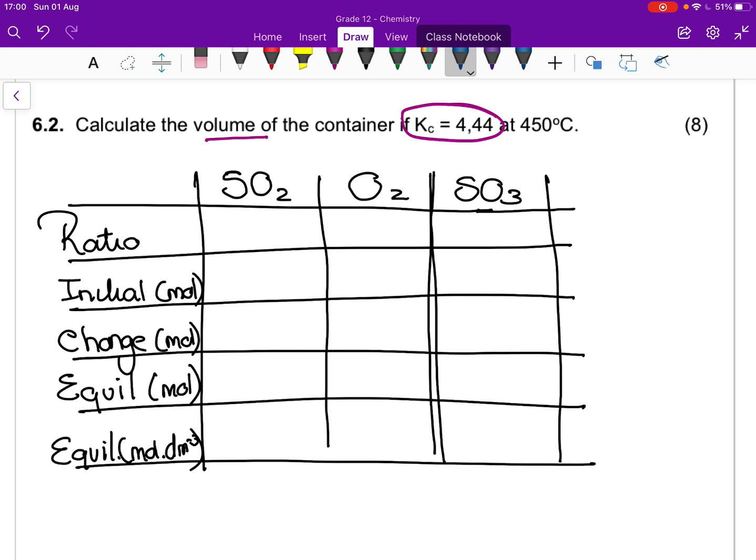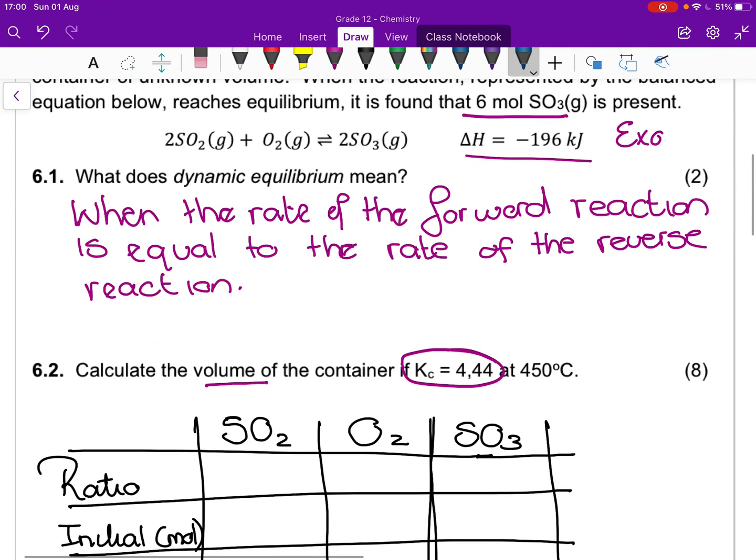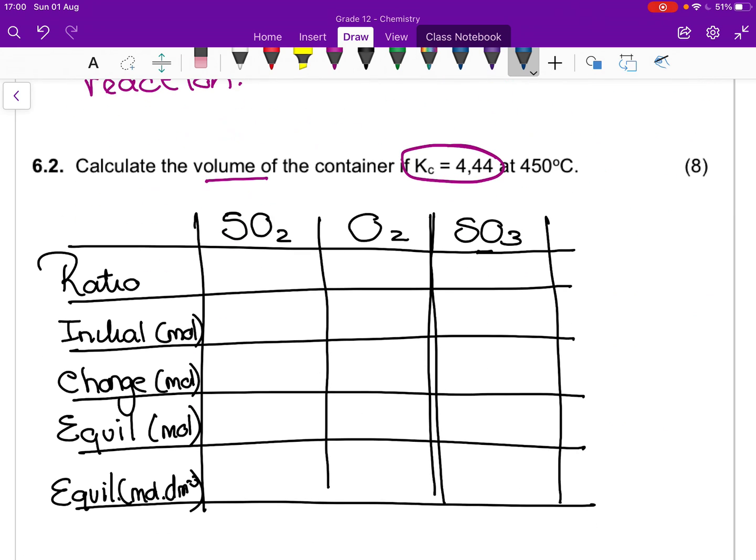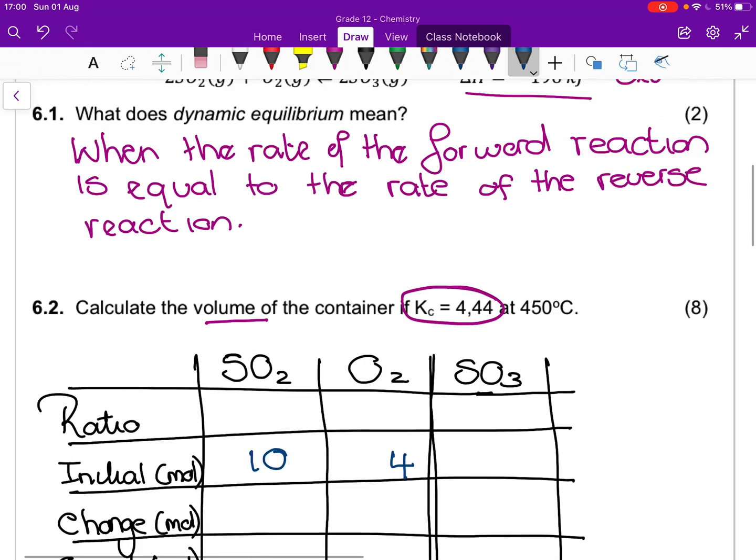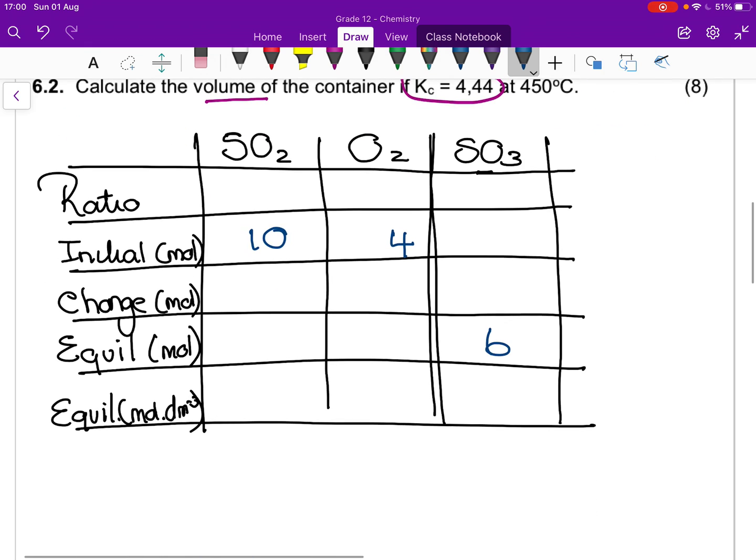Now I'm going to write in everything I know. They said I had 10 moles, and we had 4 moles, and then at equilibrium we have 6 moles. We put in our ratio, so that's 2 to 1 to 2, and we always know, because there's no exception, that SO3 is 0. And we remember that we add to the reactant, so we fill in the rest of this. I didn't have any SO3, and I've ended with 6, so I made 6.